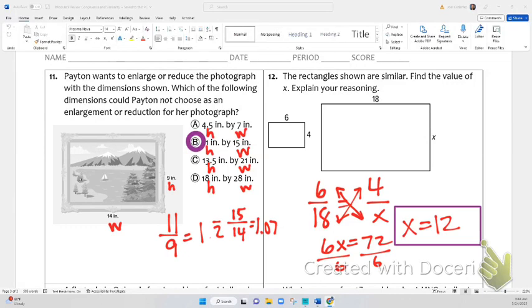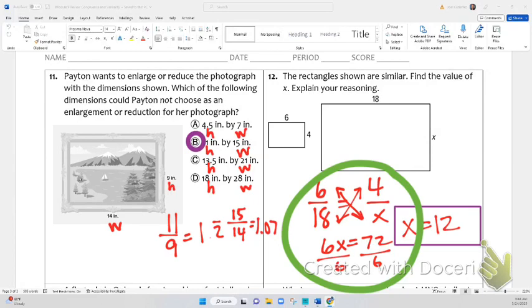Now it does say to explain your reasoning. Well, guess what? This is your explanation. As long as you show me your work, that is your explanation. You don't have to write it out or do anything else for me on that part.